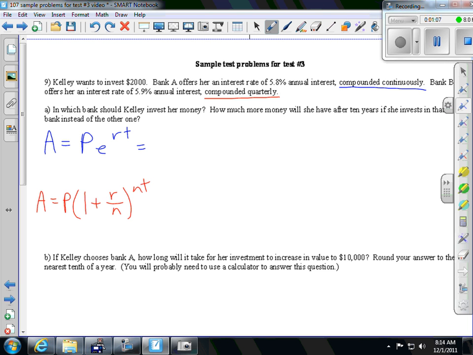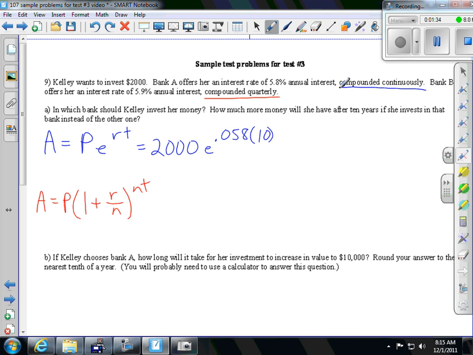So let's plug in. It says the principal here is $2,000. e is just e, it's a number. r in the top part is 5.8%. Remember, always convert the percentages to decimals when you use the formulas. And then it says 10 years into the experiment, so we'll put a 10 right there. We're going to type that into the calculator.